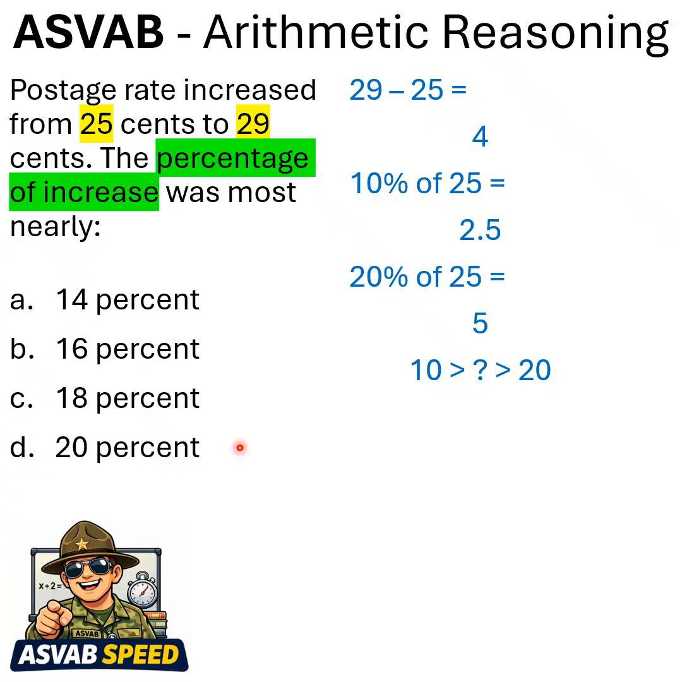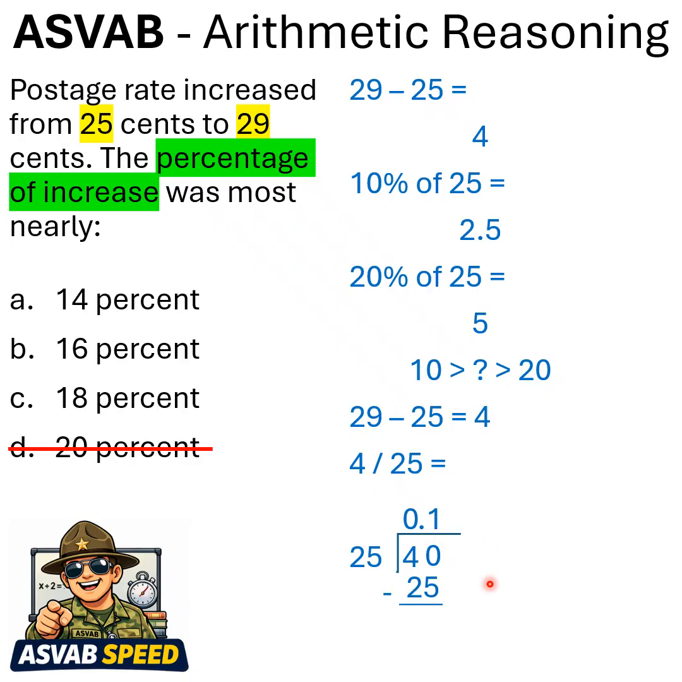And if we look at the answer bank, D, 20%, we know is wrong. So now we're just down to 3 options. Let's do the proper math. And you do that by finding the difference and then dividing by the starting number. So 25 goes into 4 0 times. Bring down a 0. 25 goes into 40 once. Remember the decimal. Put down the 25, and now it's subtraction.